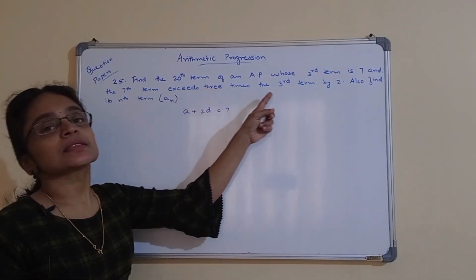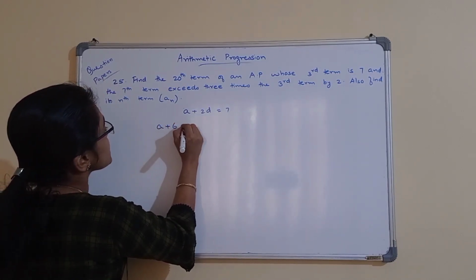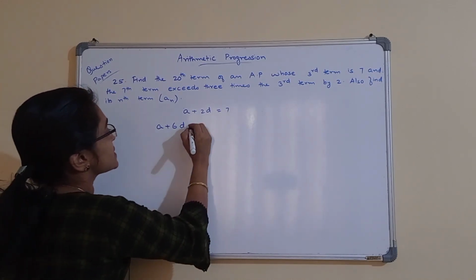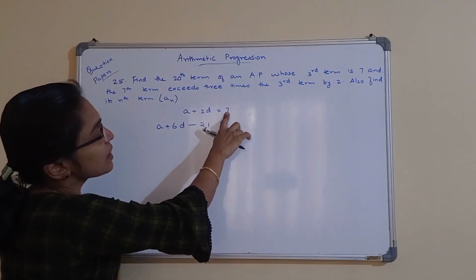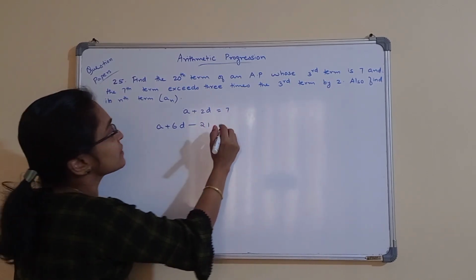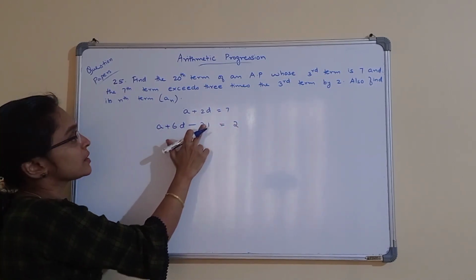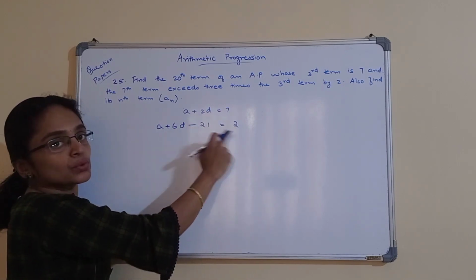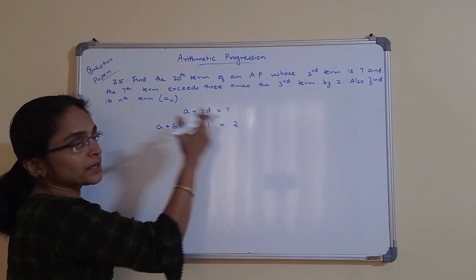Seventh term exceeds 3 times the third term by 2. What is the seventh term? It is a plus 6d. Exceeds 3 times the third term. That is a plus 6d minus 21. 3 times the third term is 21. So a plus 6d minus 21 is equal to 2. 3 times the third term is 7 into 3. So, the seventh term exceeds 3 times the third term by 2.